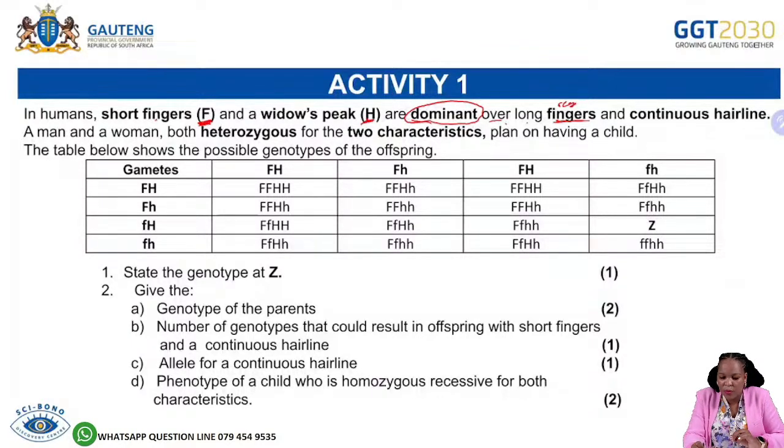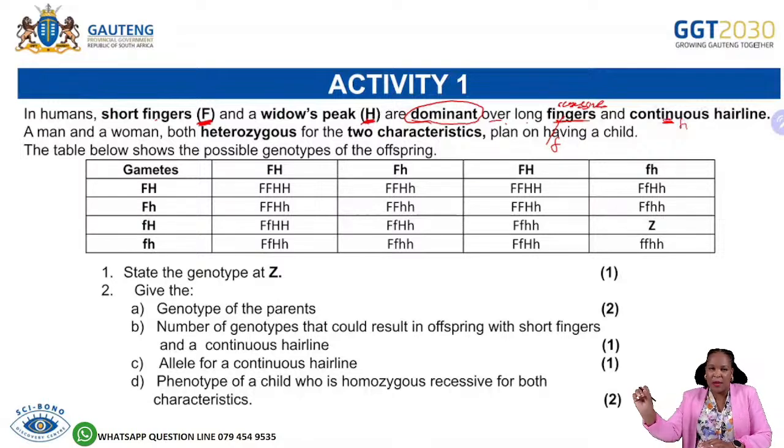So, recessive. Then because they use big letter F for the short fingers, what type of letter are you going to use for the long fingers? You are going to use a small letter f. And continuous hairline, that is the one that goes straight like that. The widow's peak is dominant over continuous hairline. They use letter H to represent the dominant one, meaning the recessive one for continuous hairline is going to be small letter h. So you've just written those letters just by analyzing the first part of the question.